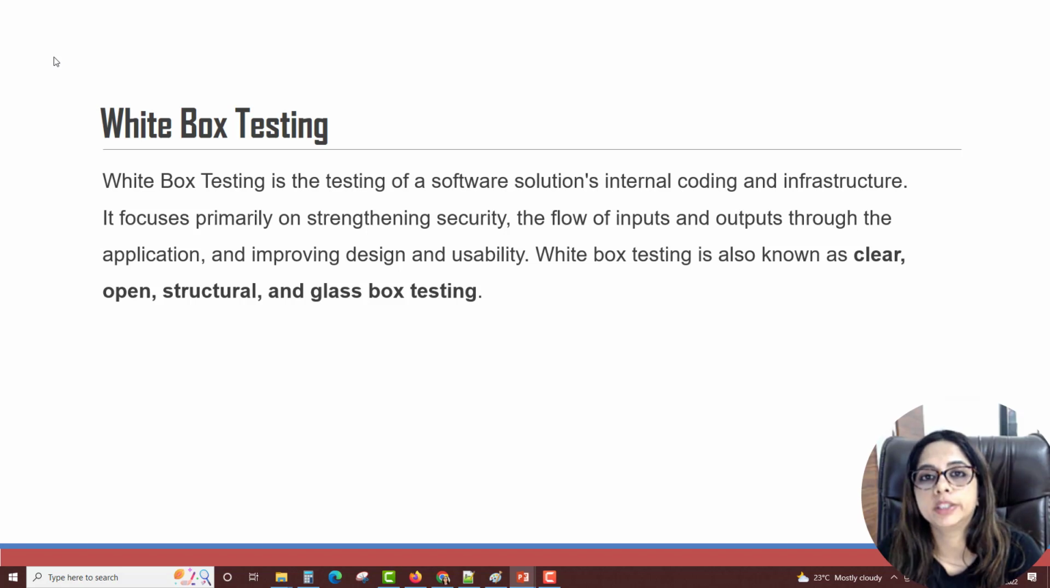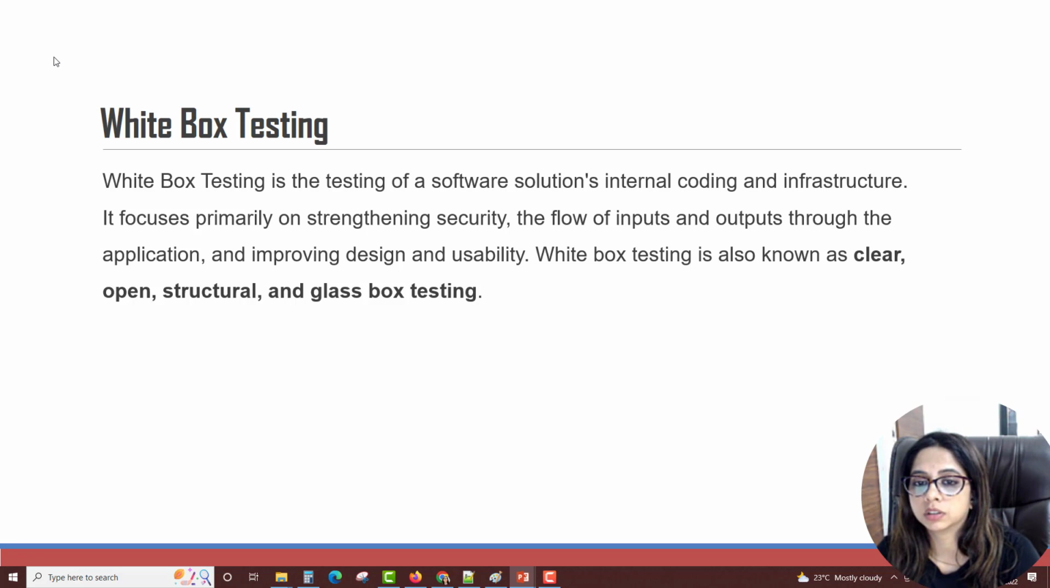People who only know the business functionality and the functional flow of the software are the black box testers, but people who are well aware of and know how to test the internal coding and logic of the software are the white box testers. White box testing is also known as glass box, open, structural or clear box testing. These are all names given to the white box testing type.